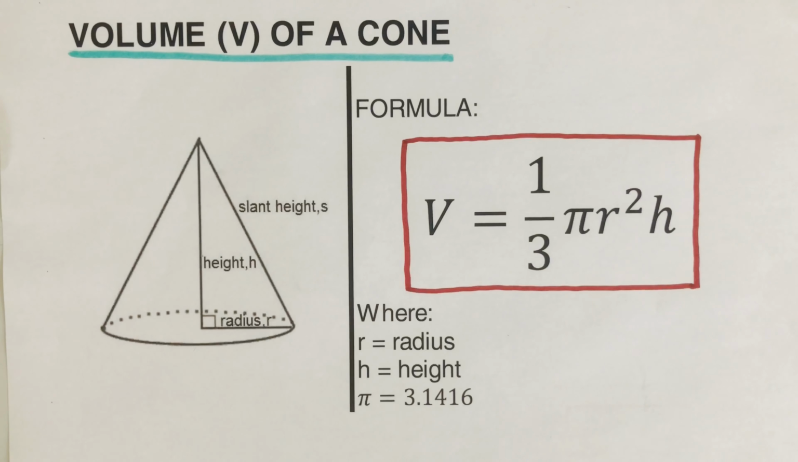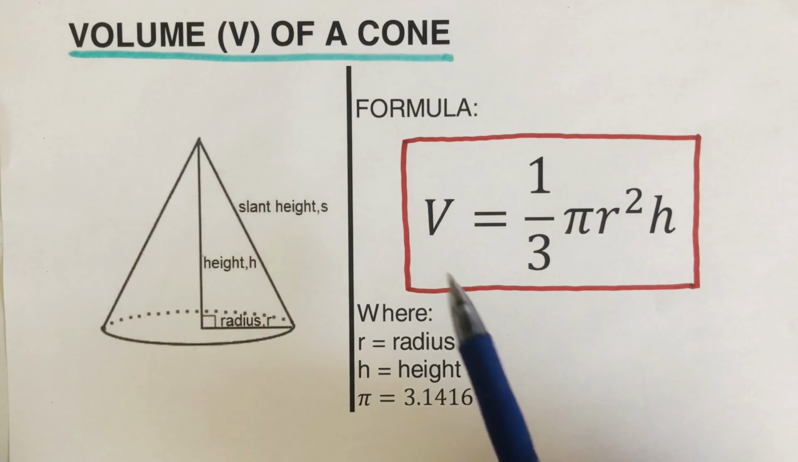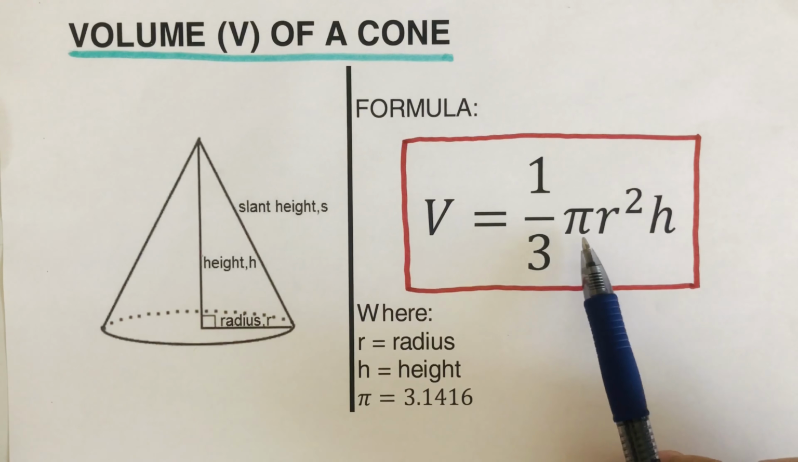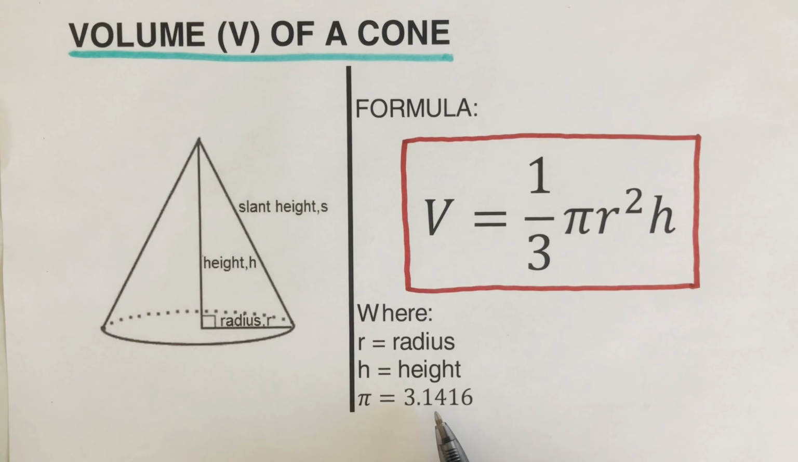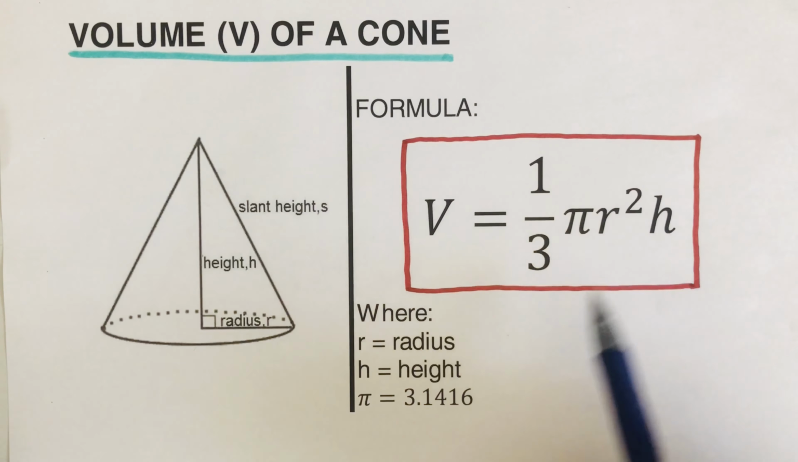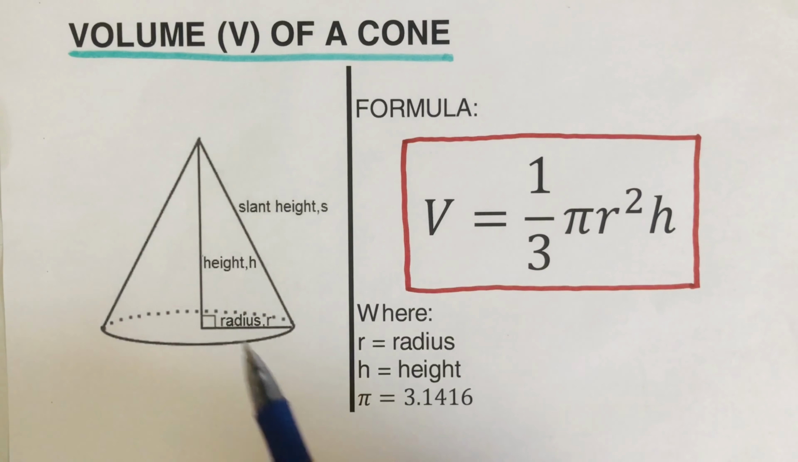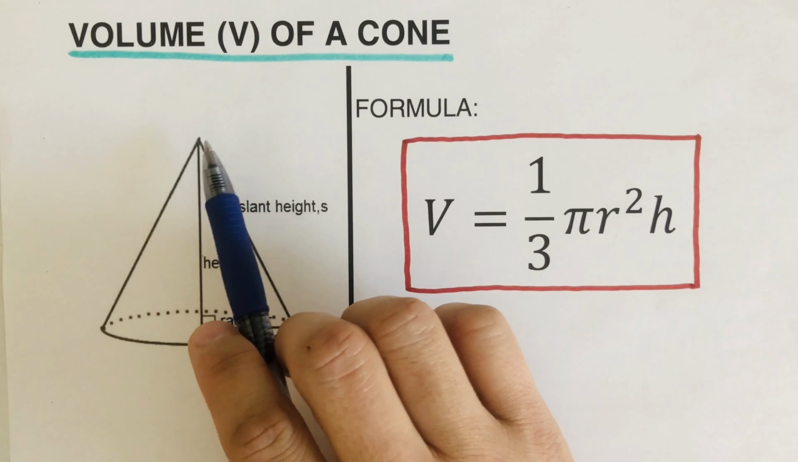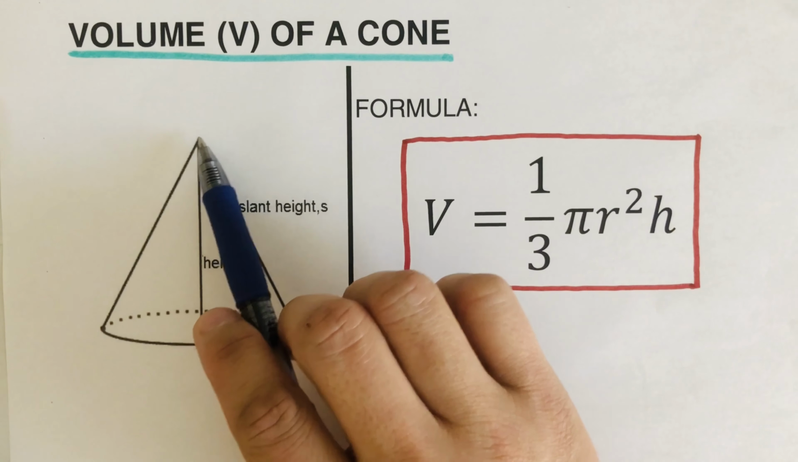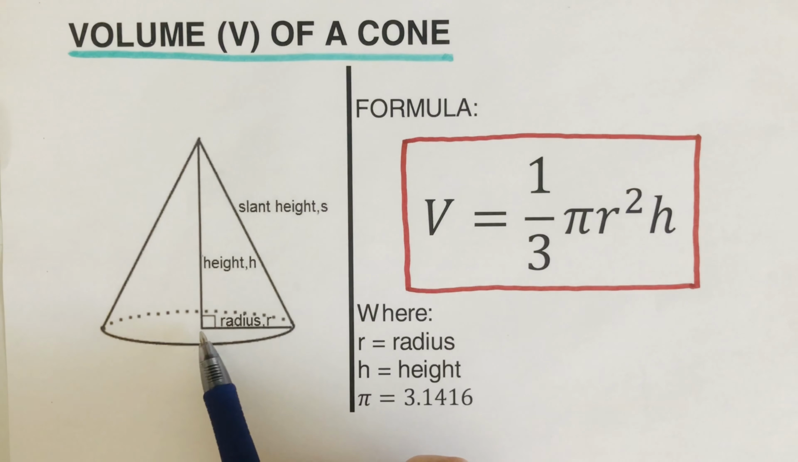The formula for the volume of a cone is 1/3 pi r squared h. Again, our pi is 3.1416. R represents the radius, and the h, this time around, represents the height that comes from the vertex or the tip of the cone all the way to the center of the circular base.